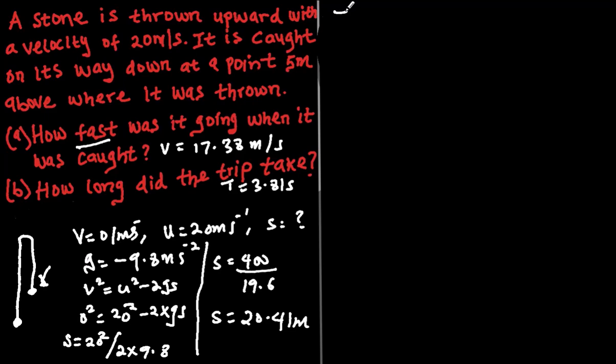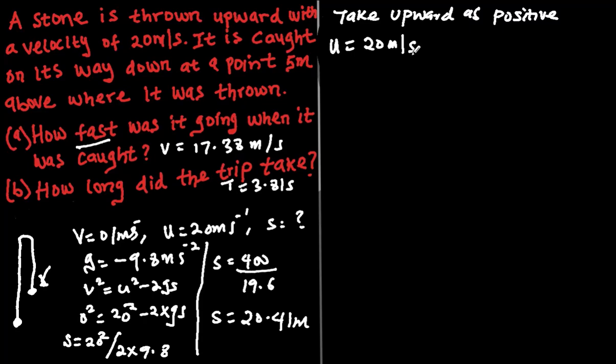So we'll say take upward as positive. So it means that any quantity that lies in the upward direction will be positive, then any quantity that lies in the downward direction will be negative. So let's see. A stone is thrown upward with a velocity of 20 meters per second. So it means our initial velocity is upward, so it's going to be positive 20 meters per second.